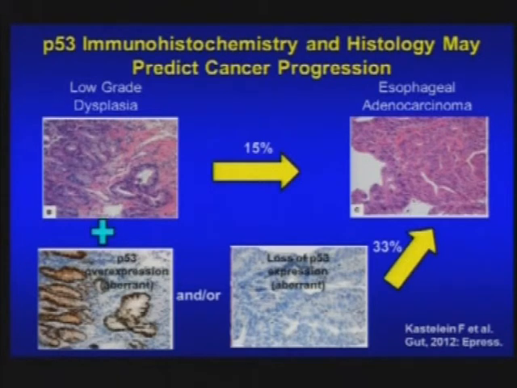And I really wanted to show this to you because the British Society of Gastroenterology is coming out with their new guidelines. And when you read their guidelines, they're actually going to suggest considering adding p53 immunostaining to your histologic diagnosis in order to improve the ability to stratify those with dysplasia on who's going to progress to cancer and who might not.